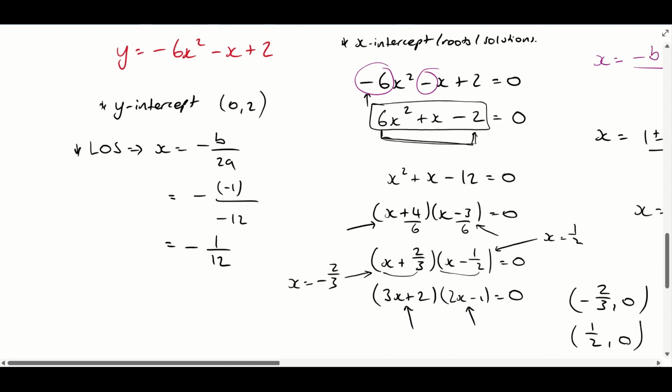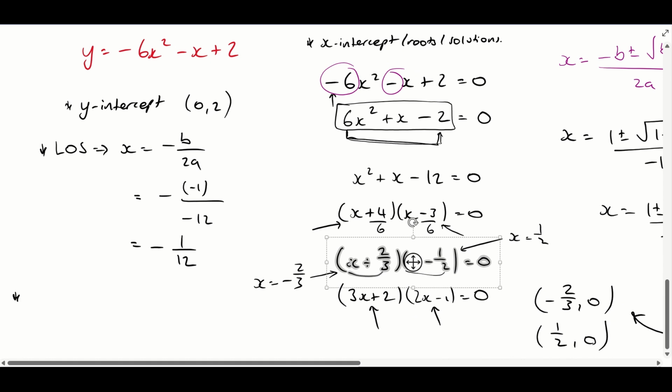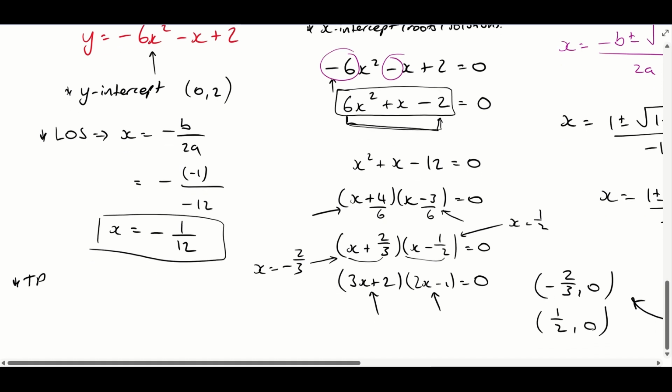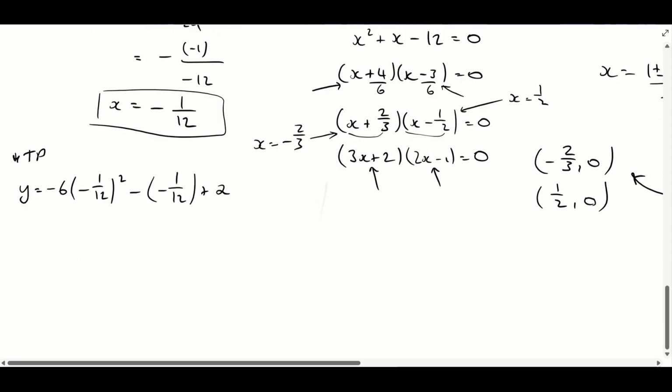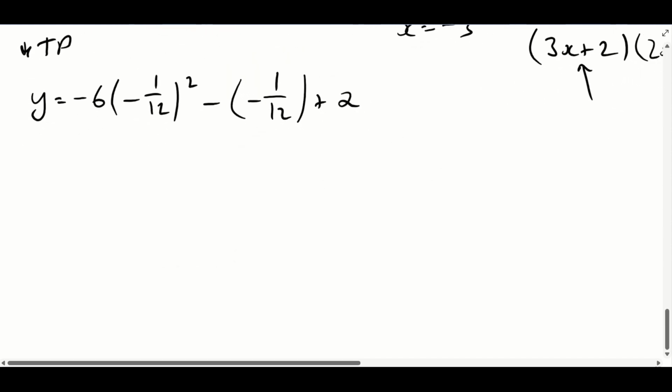And our turning point, I'll just use TP for turning point. We put this x value back into our equation here. And yes, look, it's going to get a little bit messy, but we can do it. So y is equal to negative 6 multiplied by our minus 1 over 12 squared. So anywhere we see an x, we're putting in our minus 1 over 12, plus 2. Okay, let's come down here and let's crunch some numbers.